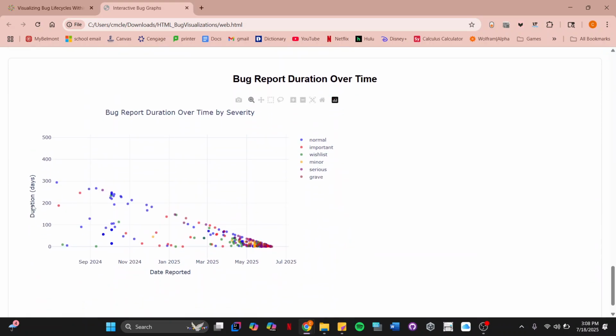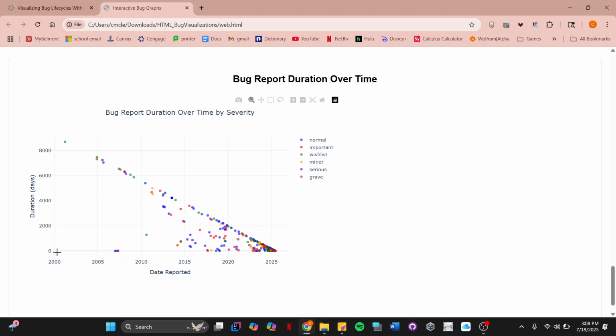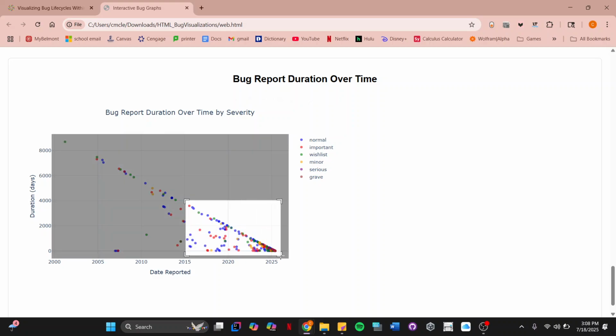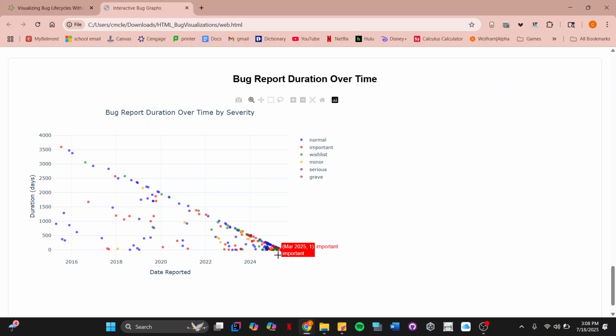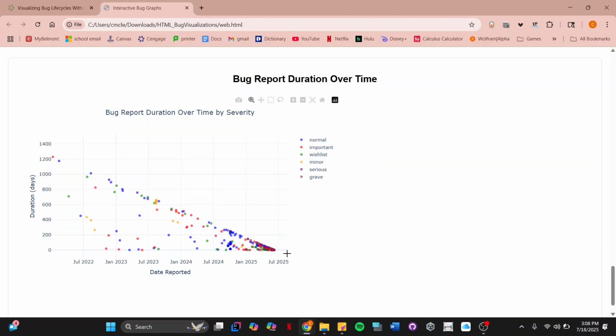And then for our last one, we have our bug report duration over time, including their severity as well. So we are able to look at this data set from 2000 to 2025. However, I do think that it is helpful to be able to zoom in on specific dates and get better insight on the more concentrated areas, just because it can be kind of hard to see when the dates are so far apart, and it's kind of hard to see the details of specific months.